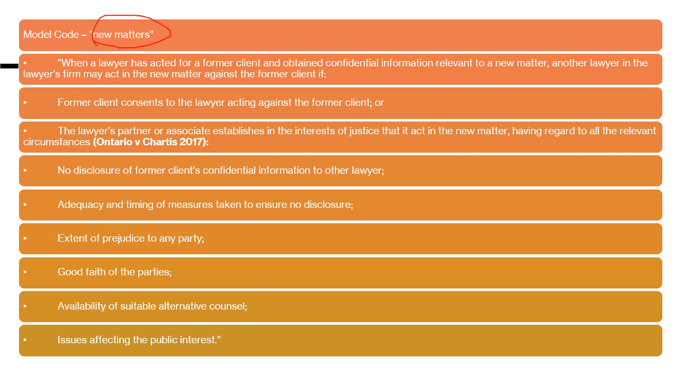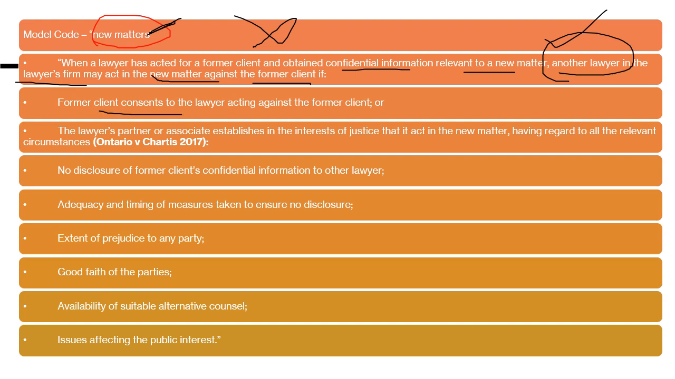So what about new matter? Let's look into this in detail. When a lawyer has acted for a former client and obtained confidential information related to the new matter, another lawyer in the lawyer's firm may act in the new matter against the former client. So what happens if there is a new matter? The same lawyer who represented that former client cannot represent; another lawyer from the law firm can represent. And what are the situations?